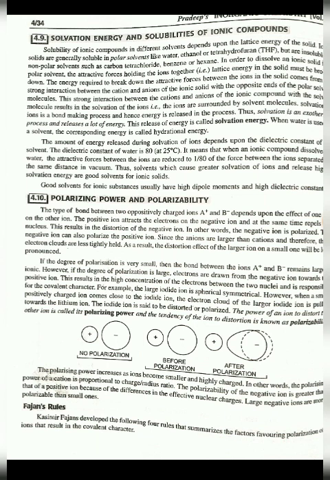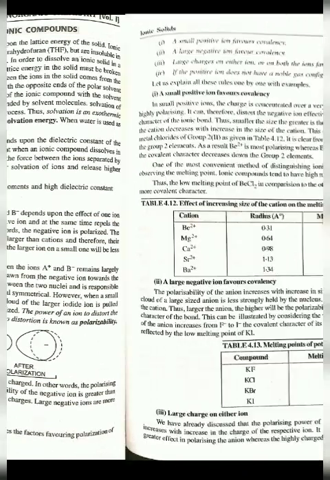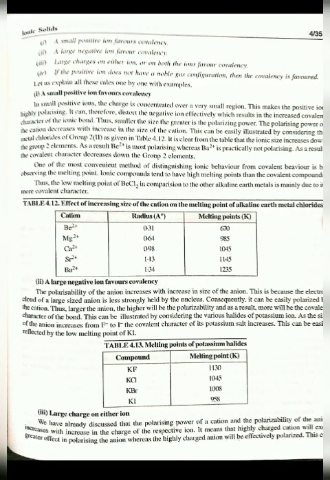Fajans' rules. Kazimierz Fajans developed the following four rules that summarize the factors favoring polarization of ions that results in covalent character. First, a small positive ion favors covalency. Second, a large negative ion favors covalency. Third, large charges on either ion or on both the ions favor covalency. Fourth, if the positive ion does not have a noble gas configuration, then covalency is favored.